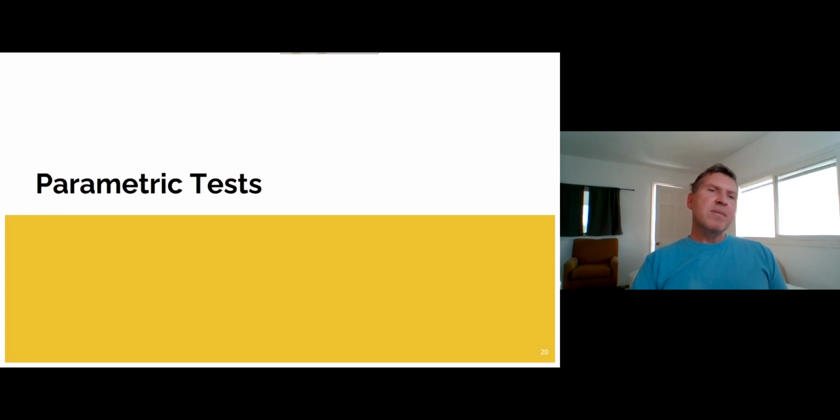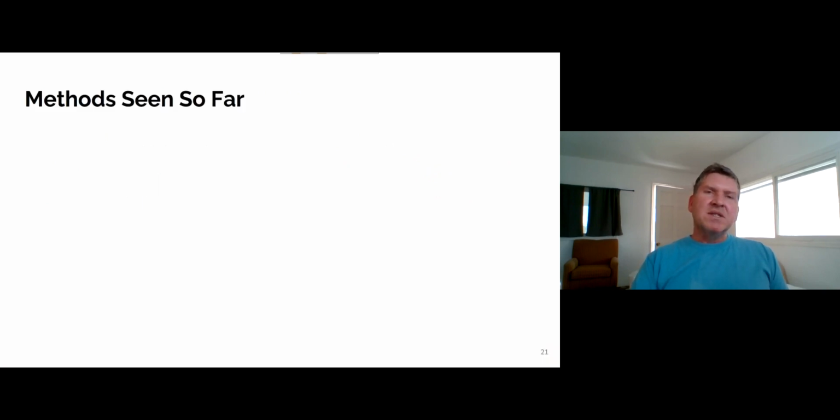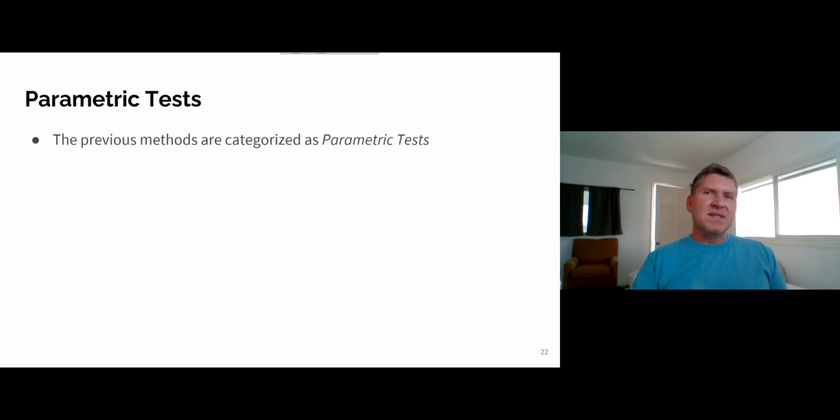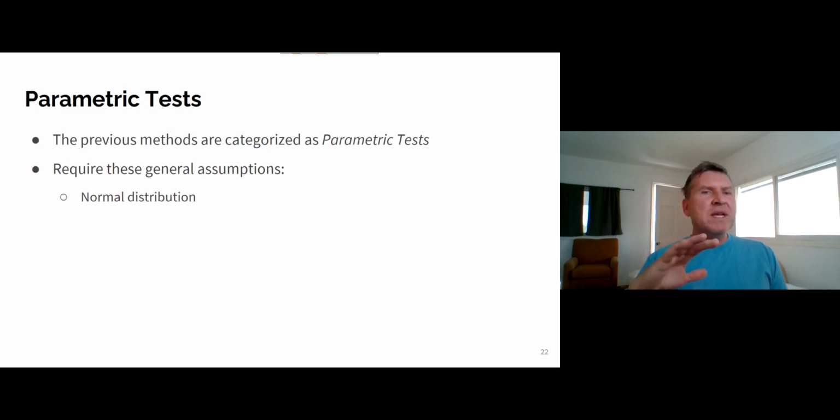So let's talk a little bit about parametric tests. So far, we've talked about a few different tests. We started with t-tests. We talked about ANOVA. We talked about correlation. Then we talked about regression. So really, these are parametric tests. And these require certain assumptions to be made about the data. First of all, we're assuming a normal distribution. We also have scaled intervals.